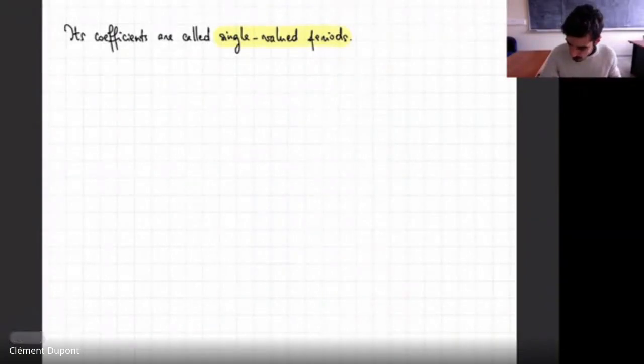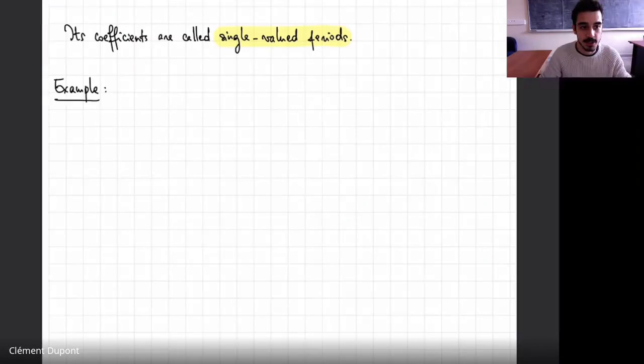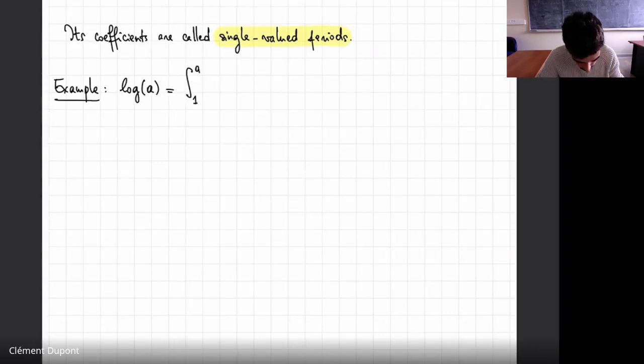Good. So, example. If you have more questions, please don't hesitate to interrupt me. I don't have a clear plan or a clear ambition of things that I want to say during this talk. So if you want to interrupt me and ask me about precise things, don't hesitate. I'll be happy. So the running example in this talk will be the logarithm of some number a. So this is a period because you can write it as an integral from 1 to a of dt over t.